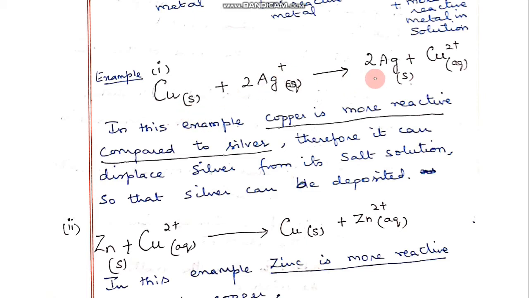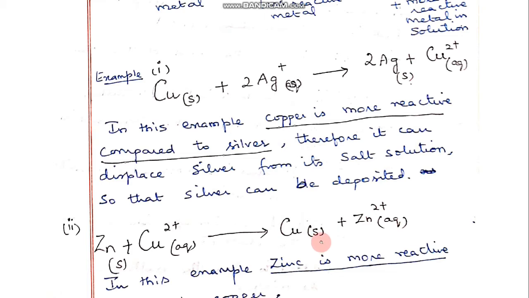So these are the two examples I have given you. One is obtaining silver, another is copper. When you want to get silver, you use copper, as copper is more reactive than silver. And when you want to obtain copper, you use zinc, as zinc is more reactive than copper. These two reactions are feasible, and you get a positive EMF for these reactions.